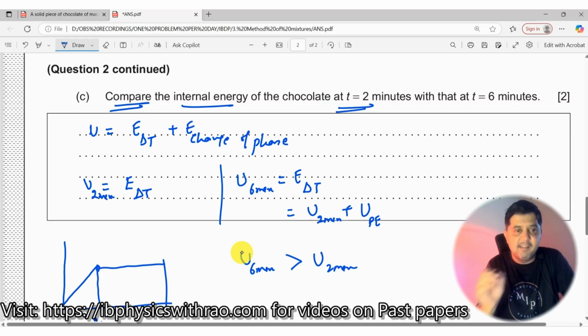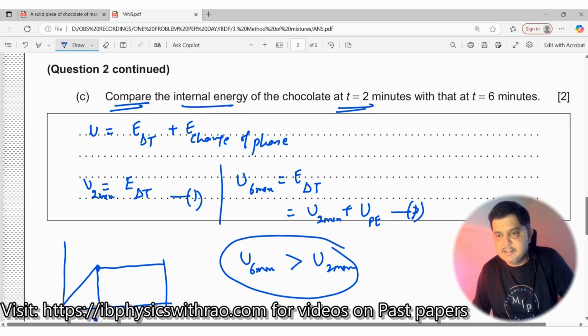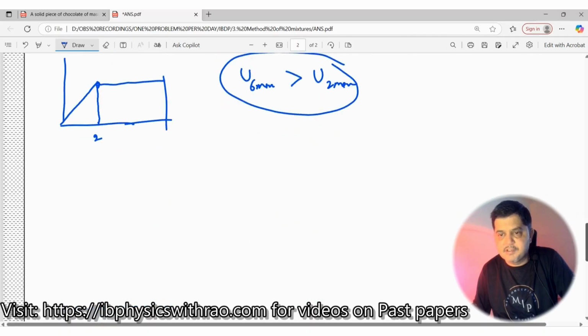Now you are going to reason this. How are the marks awarded? 1 mark is awarded for this one and the other mark for this one over here, and finally you are going to reason this. But if you write only so much, you will be given only 1 mark. You need to write both of them clearly. Okay, so I think this is the last part of this question.